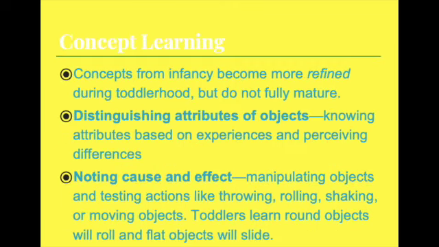Concepts infants learn during infancy, such as object permanence, spatial relationships, and cause and effect, all mature and become more sophisticated during toddlerhood. It will be many more years before these concepts are fully mature. The major areas of concept learning for toddlers include the following: distinguishing attributes or properties of objects, noting cause and effect, using spatial relationships, solving problems, understanding quantity, and using symbols.